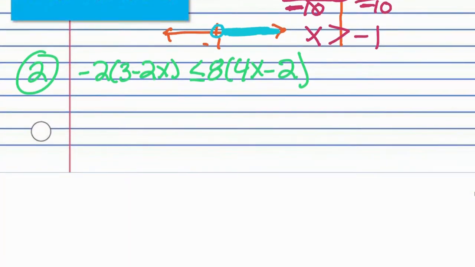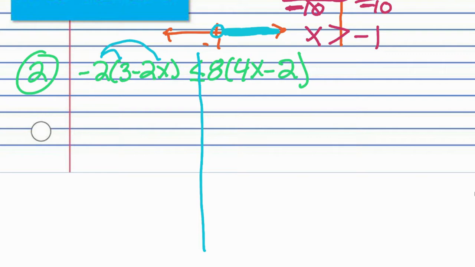Okay, so now here we go. Let's solve this one. Let's draw our line. So here's what we do. First step, look for parentheses, and we have them. So we have to distribute here. So we have to multiply -2 times both pieces.